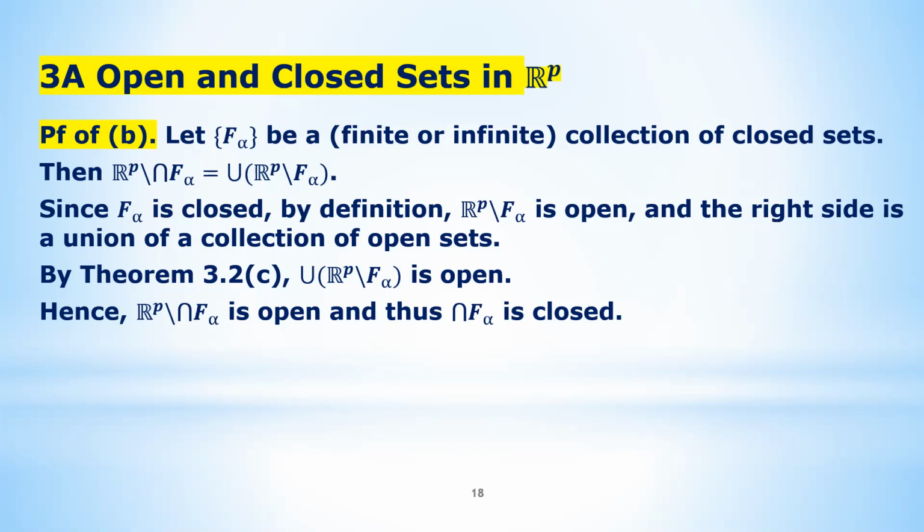So that's how we prove part B using this identity. You can directly reduce the closed set property to the open set property through this identity and through the definition of closed set. Any questions? Okay, so that's why the proof is complete.